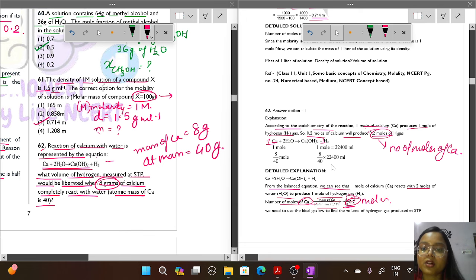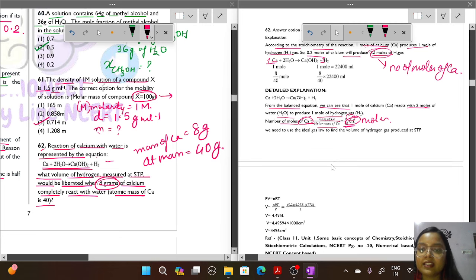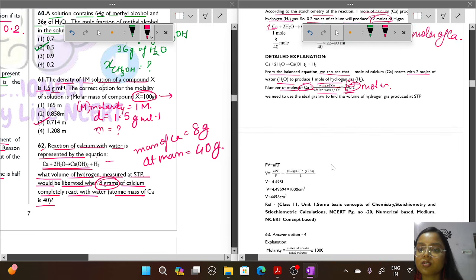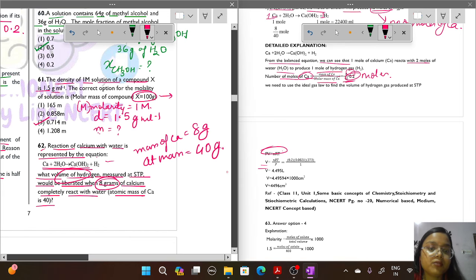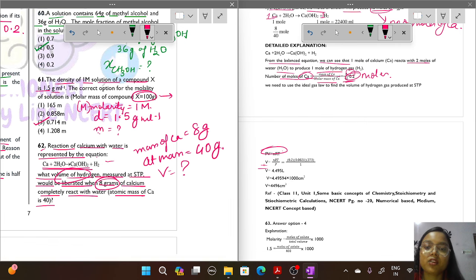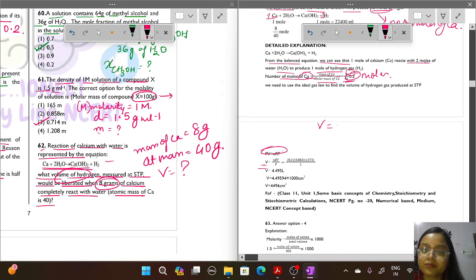Now what we have to do, we need to use the ideal gas law, which is PV equals nRT. Now we have to find out the volume. What is asked in the question? What volume of hydrogen? So we have to find out the volume now. So the equation becomes V equals nRT by P.